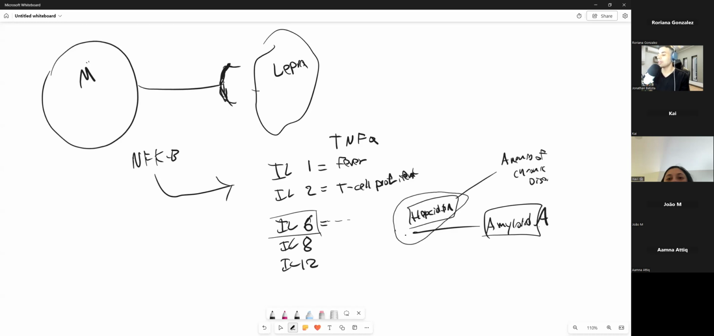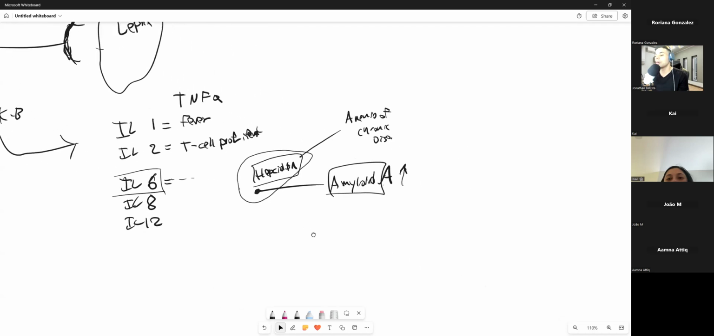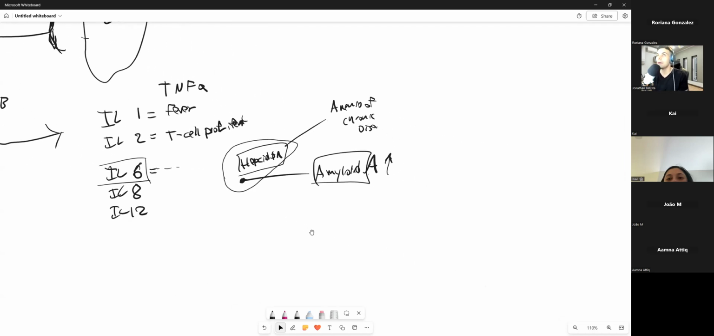Amyloid A, that's also something that just goes with the mix. As you increase more acute phase reactant happening here in the liver, you start to release more and more amyloid A. Amyloid A starts to deposit itself in our own tissue, causing complications. So let's remember one thing when it comes to amyloid.